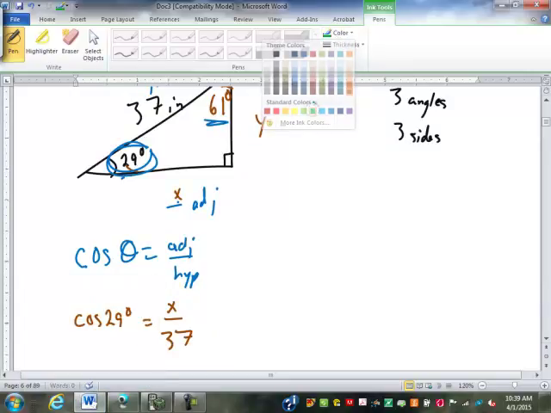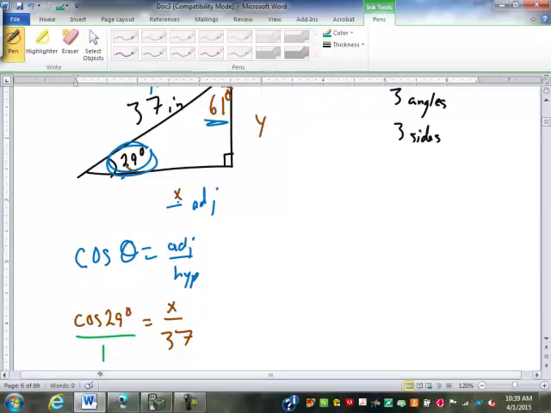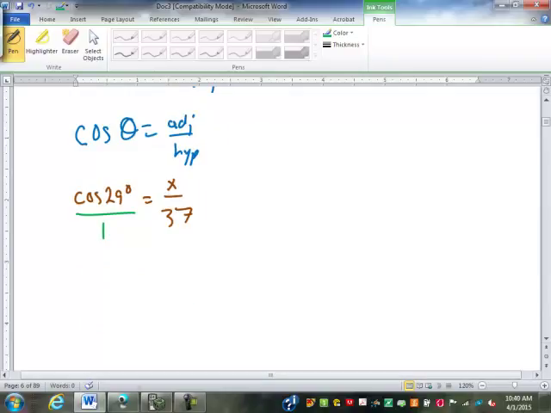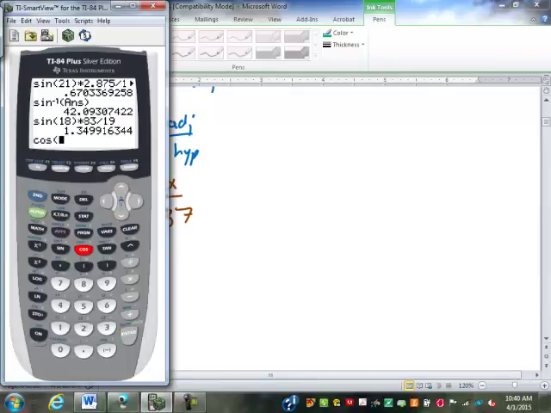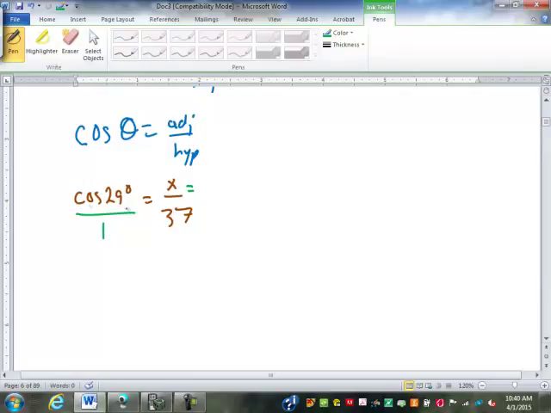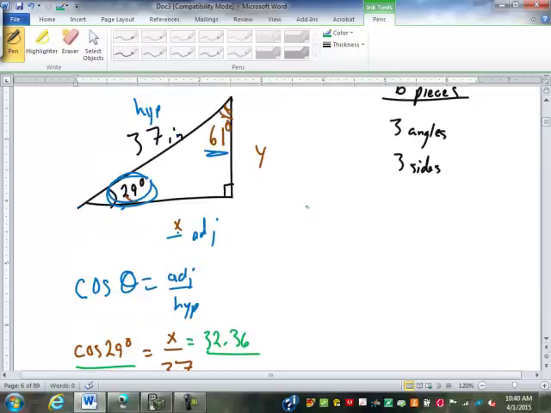So to solve this, the easiest way to do it is to make it a proportion. Just like this. Put it over 1. So I have now cosine of 29 degrees times 37 divided by 1. Cosine 29 times 37, divided by 1, is 32.36. So that's telling me that X here is approximately 32.36.